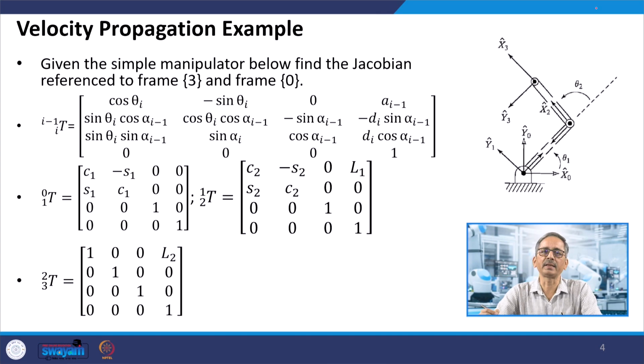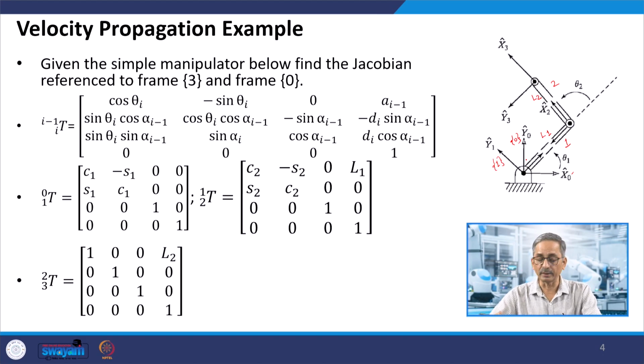So let us take this velocity propagation example. It is a two-link planar manipulator. So this is your link number 1 and this is your link number 2. These links have lengths, say L1 and L2. As with any problem, we first fix an inertial frame x0 cap, y0 cap, that is the frame number 0. Then as per the convention given in the Craig textbook, we assume the 0 and 1 frames to be at the same location, same position.